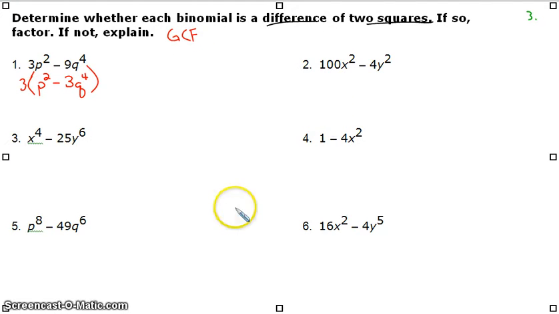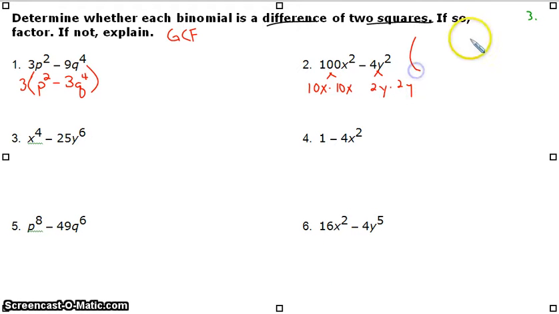Okay. All right, let's go to number 2. Is this a perfect square? Yes. Is this? Yes. What's the square root here? 10. So 10x times 10x. 10 times 10 is 100. X times x is x squared. And here, we got 2y times 2y. Cool. Let's go down to our two binomials. What do they both start with?